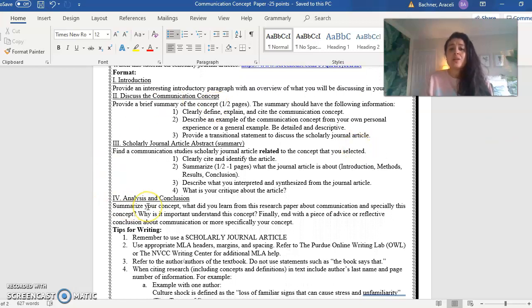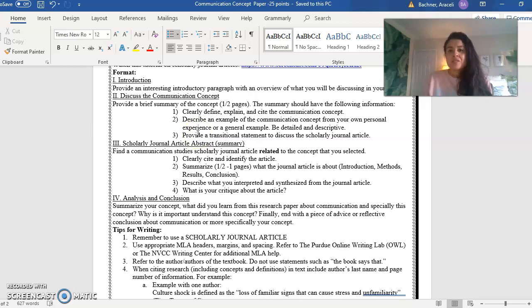Let me talk a little bit about the formality of the paper. Your first paragraph should be an introduction. Just a nice, quick, interesting introduction with an overview or thesis statement of what your paper is going to be about. Your second paragraph should discuss the communication concept itself.